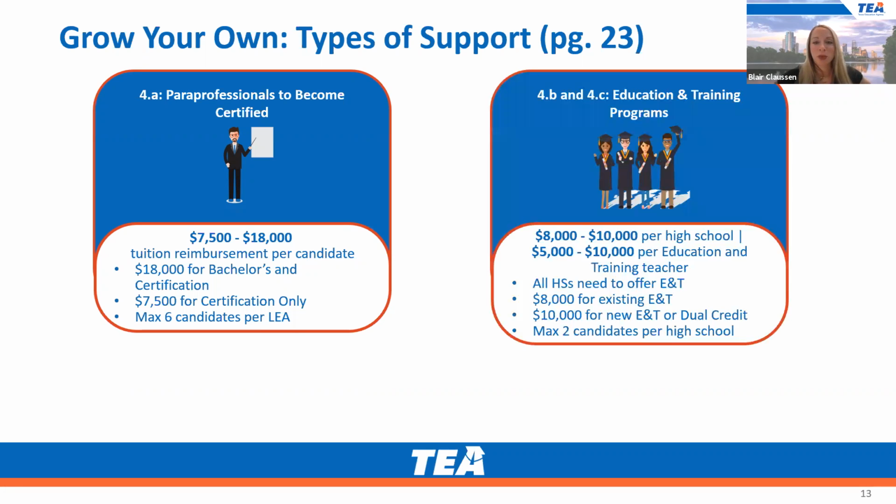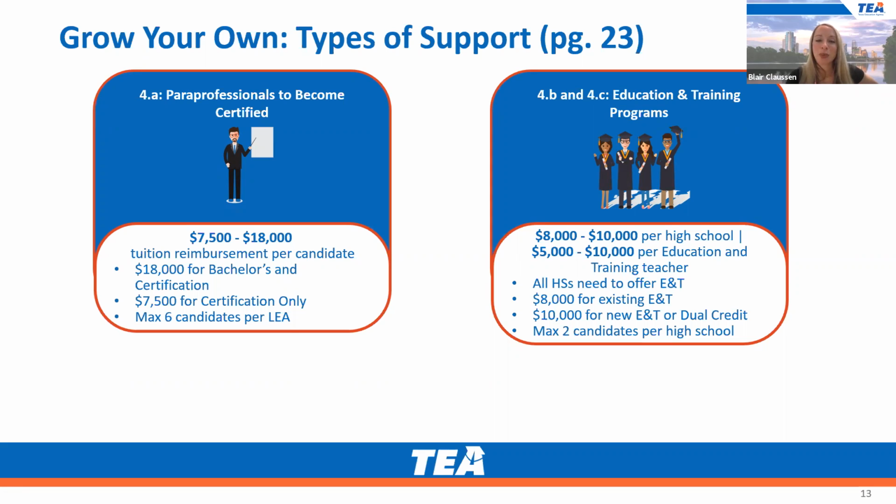The second type of support is to launch or grow an education and training program across the district. If you're unfamiliar with the education and training courses, these are a set of high school courses that sit under CTE. These courses train students on becoming a teacher and set them on a path to pursue a career in education. There's also an option to have 2 of those courses in the sequence be offered as dual credit.